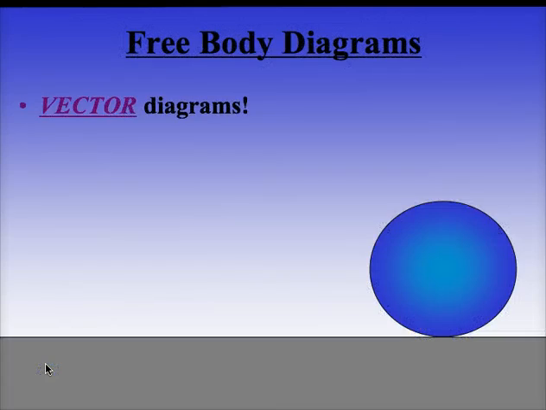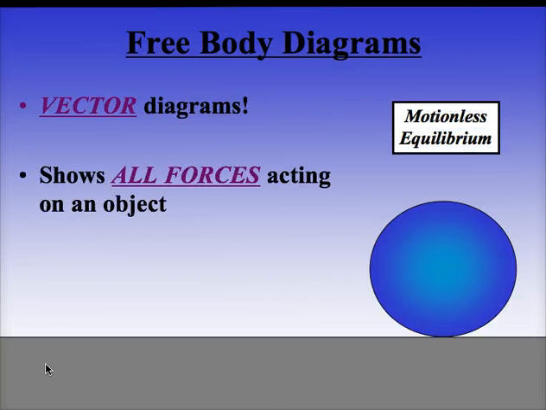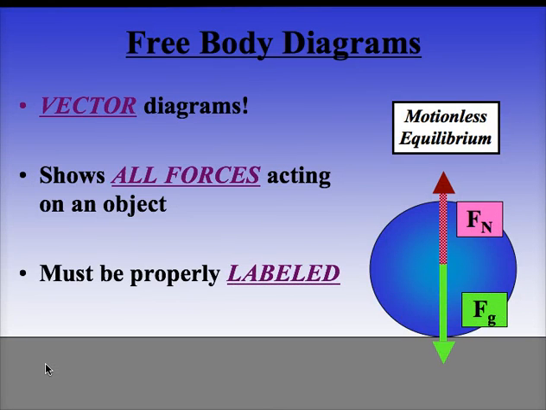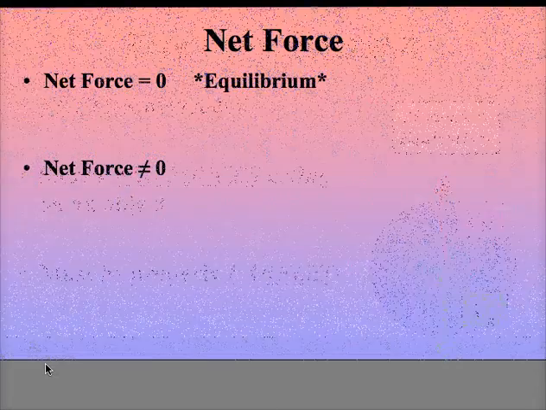So, a free body diagram is simply a vector diagram. It shows all the forces acting on an object. This spherical blue ball here, for example, is motionless. It's in equilibrium. What are the forces acting on it? Well, the force acting down is the weight, and the force acting up is the normal force. Notice that the forces are drawn as vectors. They have magnitude, the length of the arrow, arrowheads indicating their direction, and they must be properly labeled when you're drawing a free body diagram.